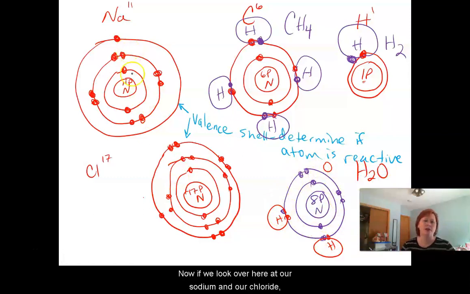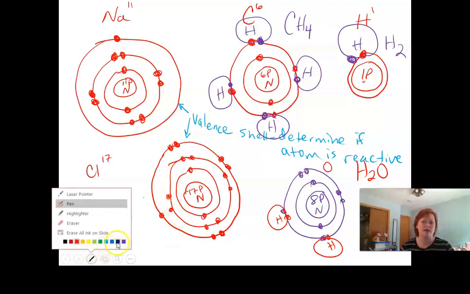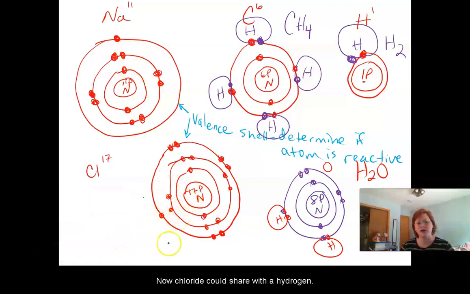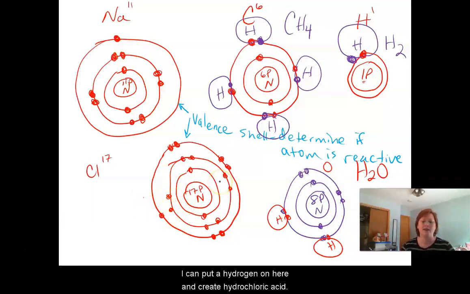Now if we look over here at our sodium and our chloride, we have a problem. Chloride could share with a hydrogen. I could put a hydrogen on here and create hydrochloric acid, or hydrogen chloride. But sodium has a real problem. Sodium needs to get to 8 electrons, but it only has 1.